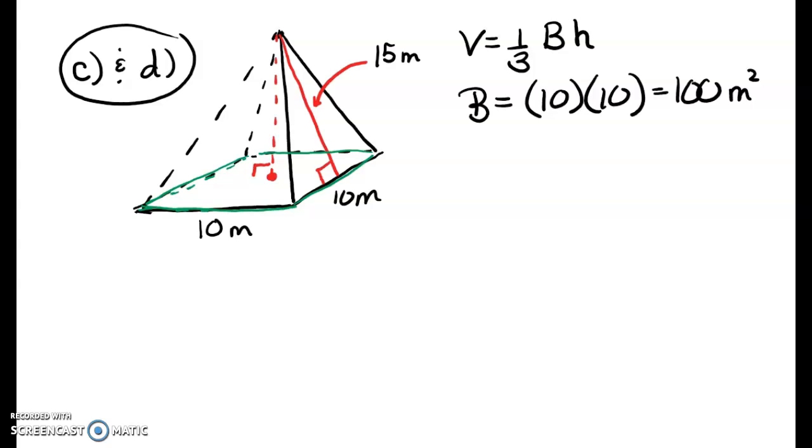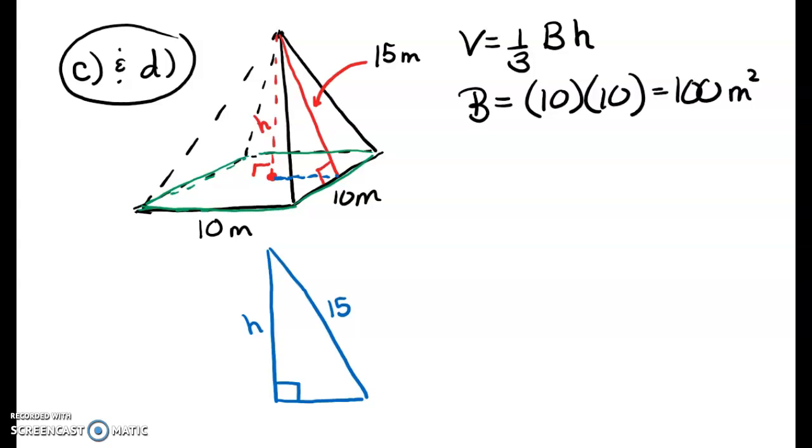But now, in order to find the volume, we need the height. And I know my height is this red line right here, and it doesn't have a number next to it. But I do have the slant height. So how can I use the slant height to find the height of my pyramid? Well, if you notice, if I draw a line across here, I have a nice right triangle, which I'm going to draw underneath here in blue. Nice right triangle. This is my height, and this is my slant height of 15.